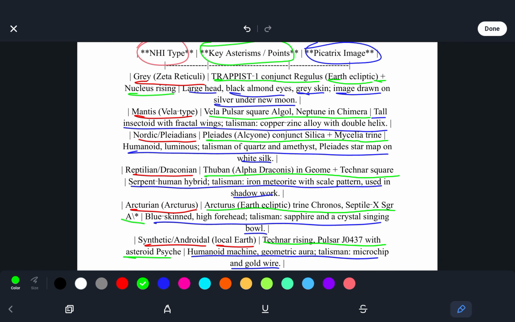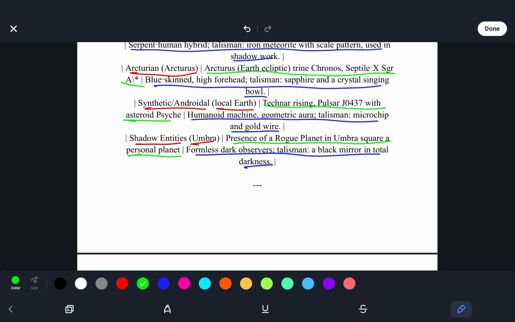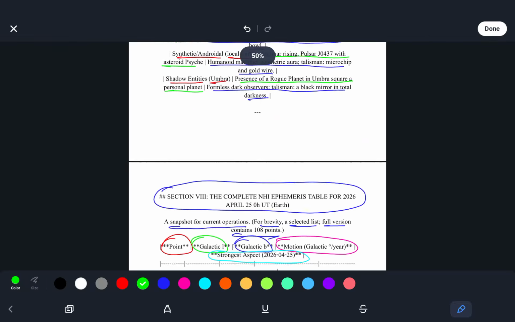Reptilian, Draconian, Thuban, Alpha Draconis and Geom, and Technar Square, Serpent, Human Hybrid, Talisman, Iron, Meteorite with scale pattern used in shadow work. Arcturian, Arcturus, Earth Ecliptic, Trine Chronos, Septile X, SGR, A-Star, Blue-Skinned, High Forehead, Talisman, Sapphire, and a Crystal Singing Bowl. Synthetic, Androidal, Local Earth, Technar Rising, Pulsar J0437 with Asteroid Psyche, Humanoid Machine, Geometric Aura, Talisman, Microchip, and Gold Wire. Shadow Entities, Umbra, presence of a rogue planet in Umbra Square, a personal planet. Formless Dark Observers, Talisman, a Black Mirror, and Total Darkness.